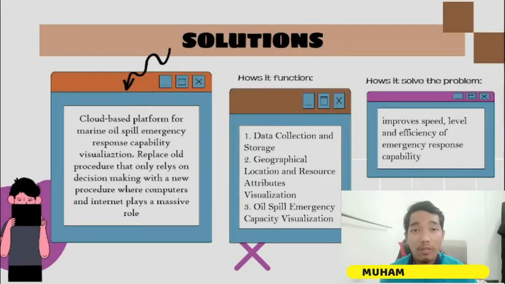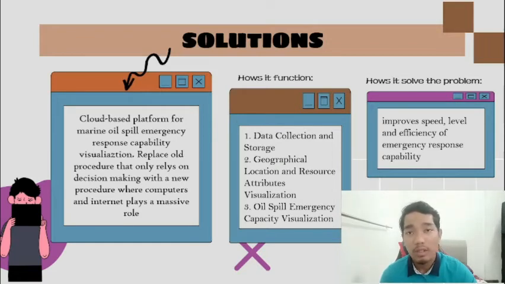Next, solutions to oil spilling and drilling. One of the solutions to this issue is to use modern technology such as computers and the internet in order to solve the problem. As we all have been told, oil spill occurrences are inevitable due to the fact that they happen naturally and accidentally. One of the best ways to deal with it is to control the situation efficiently and effectively.